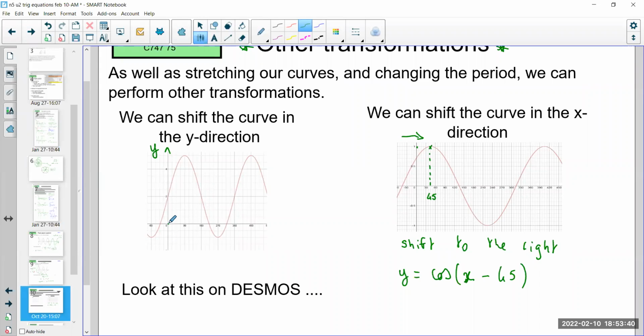If your 0 has been shifted to here, the value of plus 2, then instead of writing y equal sine x, you just say y is 2 plus sine x, because we've added 2 to our sine x.